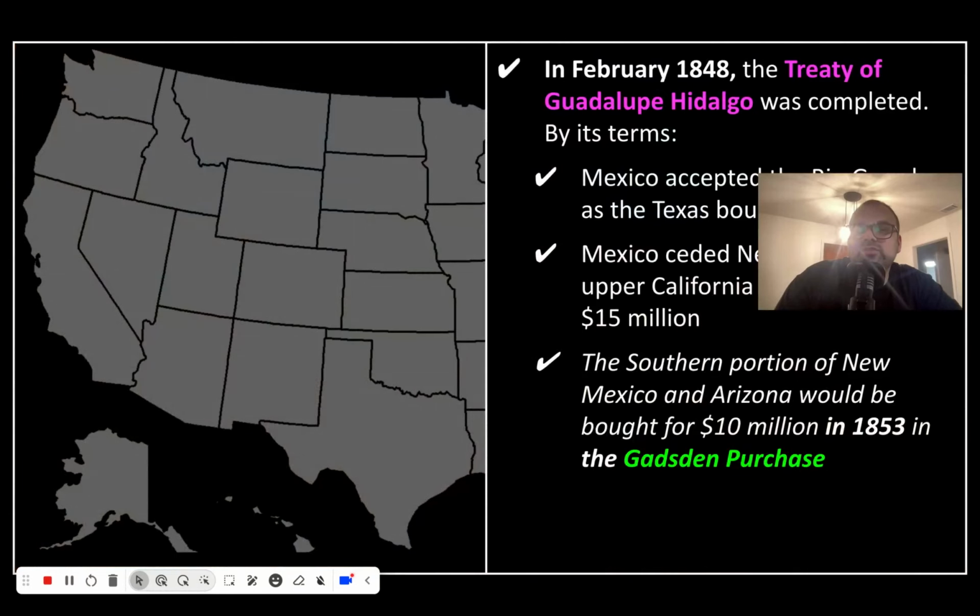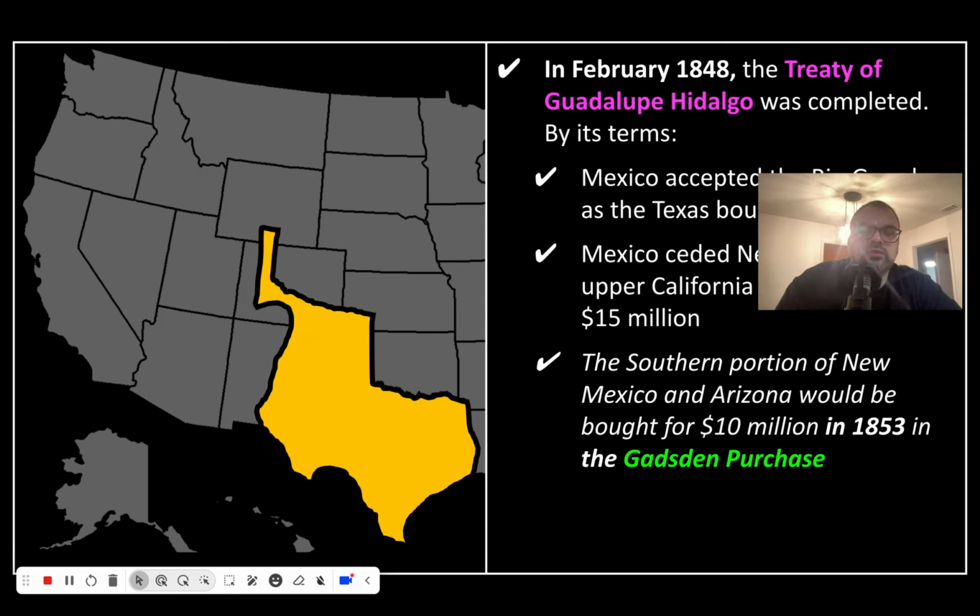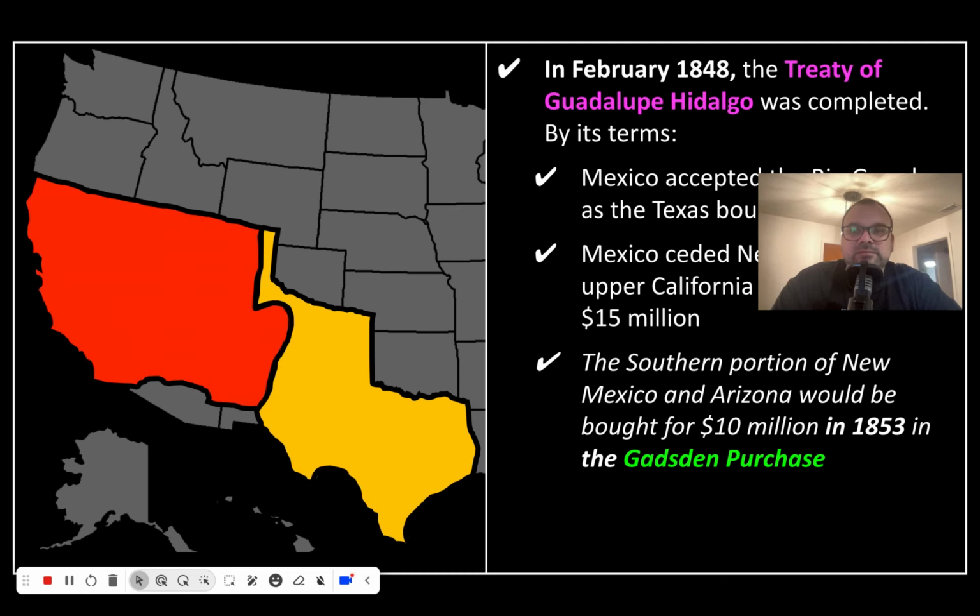So when we get to February of 1848, after a few months of negotiations, you come up with the Treaty of Guadalupe Hidalgo. The terms that are accepted here are that Mexico accepts that the boundary of Texas is the Rio Grande. So we accept that now Texas is the area highlighted in yellow. Mexico also cedes New Mexico and Upper California for $15 million. That is this territory here in red. And that's all in February of 1848.